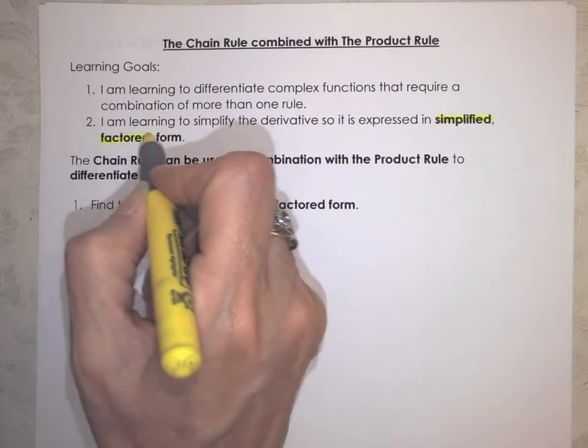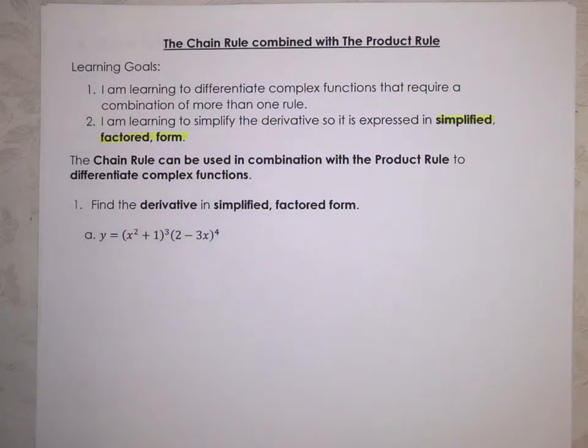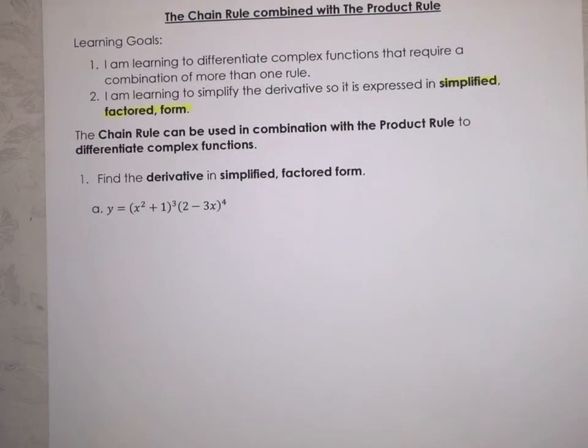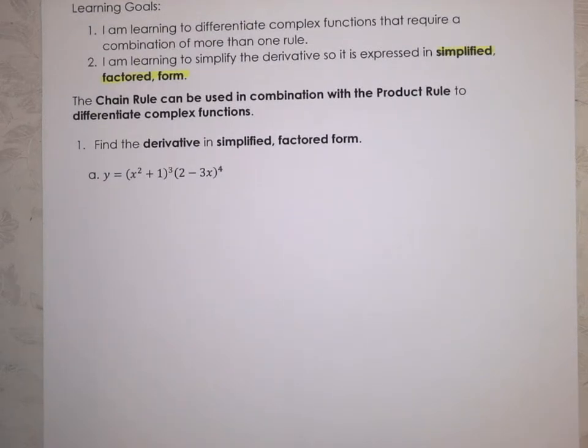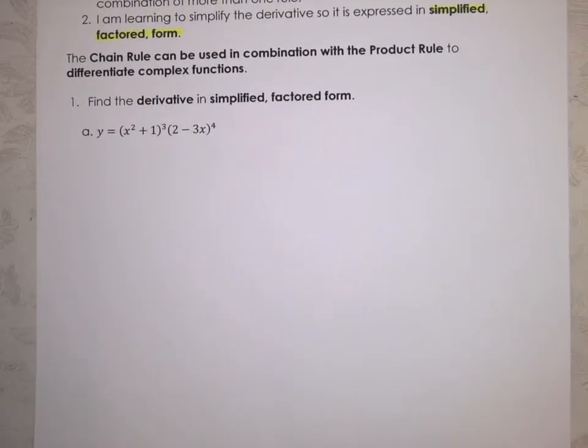And this is going to be some intense algebra. And we'll go through it carefully, so hopefully you'll all feel confident doing it. So the chain rule can be used in combination with the product rule to differentiate complex functions. So our first example is to find the derivative in simplified factored form.